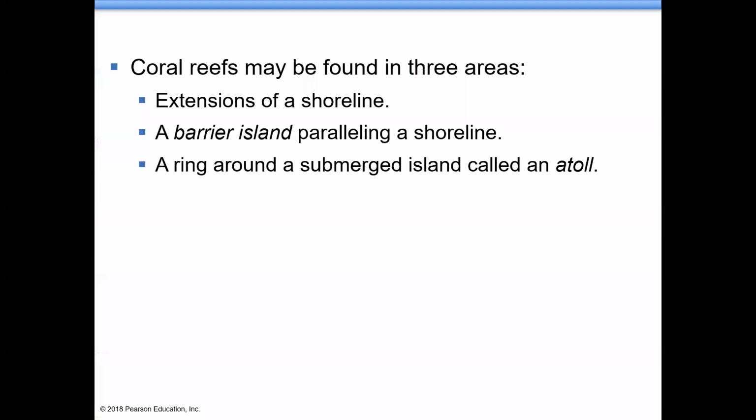And there are three different regions where we find coral reefs. We can find extensions of a shoreline, so just on the outside of a shoreline, we can find coral reefs. We also have what we call barrier islands that are sort of a mass of coral that is parallel to a shoreline. And then we could also have a ring around a submerged island that we call a coral atoll.